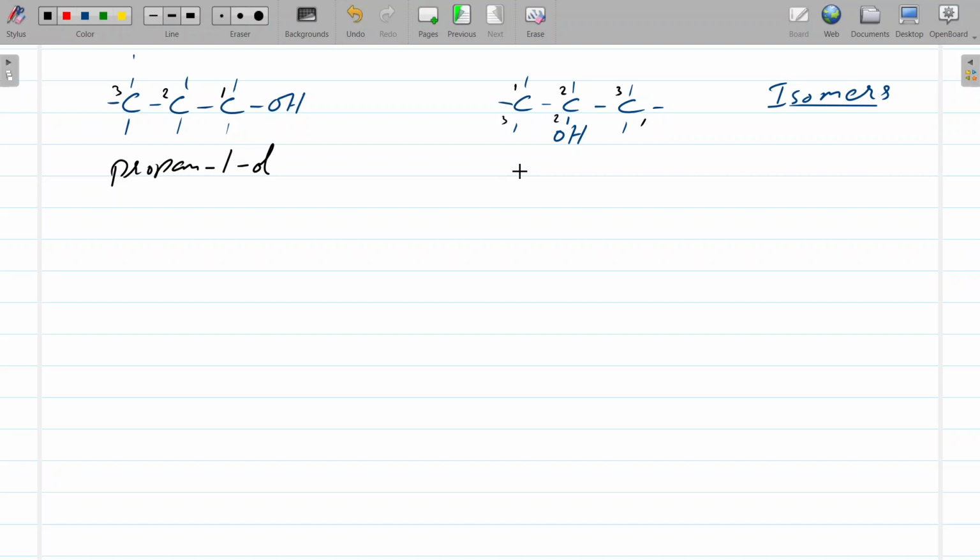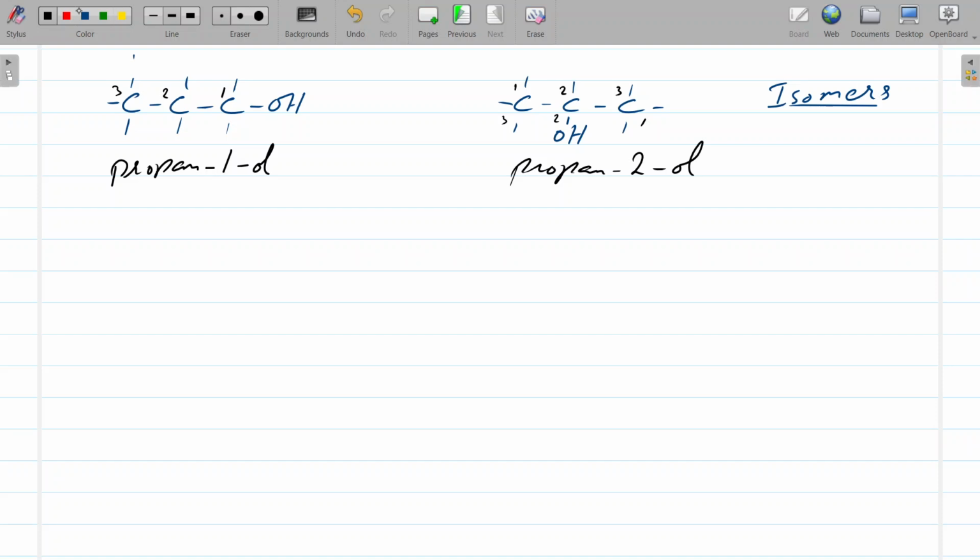Ethanol. How is it ethanol? Ethanol has 2 carbons. This guy has 3. I just said that both of these are propanols. But what? Propan-2-ol. Yes.